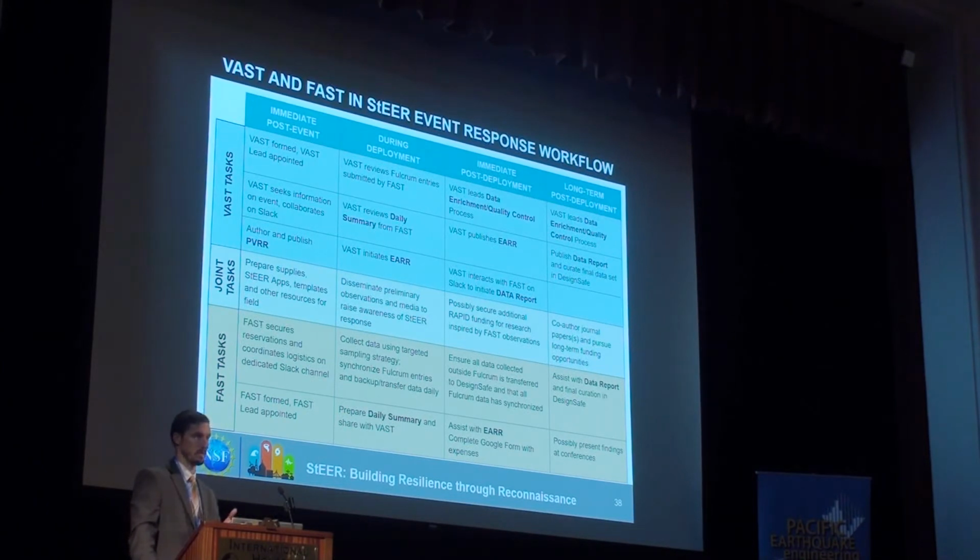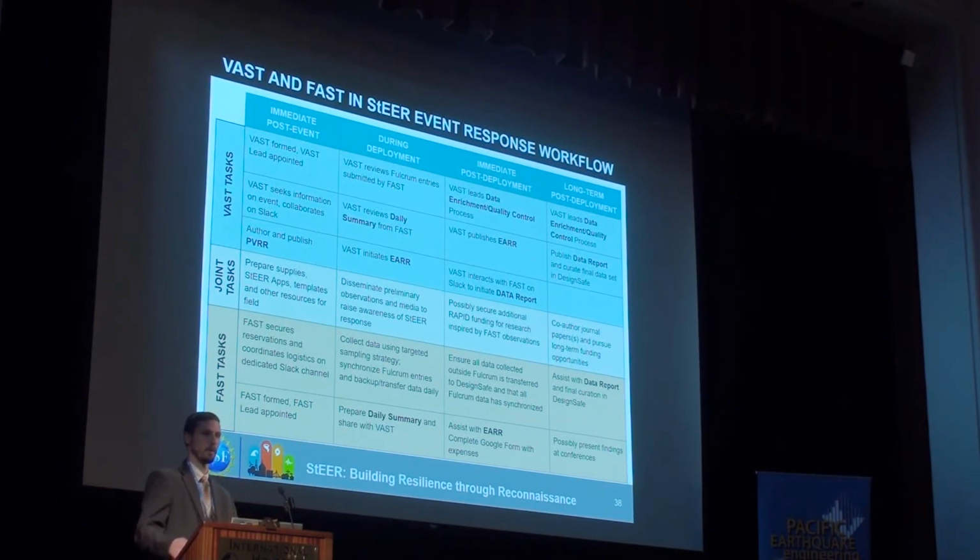Then as you move during deployment, it doesn't stop. We're still a team that works together. The FAST, while they're in the field, are collecting data using these predetermined strategies and targets. They're preparing daily summaries and sharing them with the VAST. While they're in the field, the VAST is back, scattered all over the world in some of our previous events, and they're reviewing the Fulcrum entries and the daily summaries.